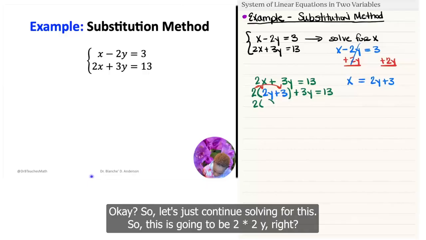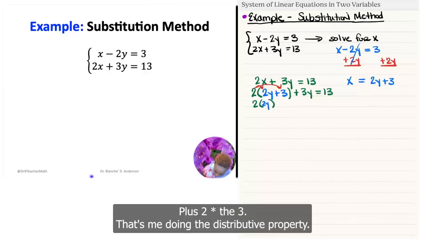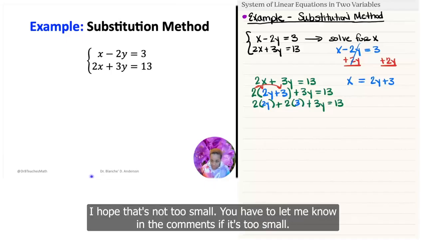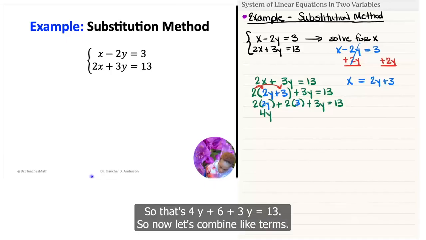So this is going to be 2 times 2y, right? Plus 2 times the 3. That's me doing the distributive property. And then we're going to write out the rest of this. 3y equals 13. Hopefully so far so good. I hope that's not too small. You have to let me know in the comments if it's too small. So that's 4y plus 6 plus 3y equals 13.